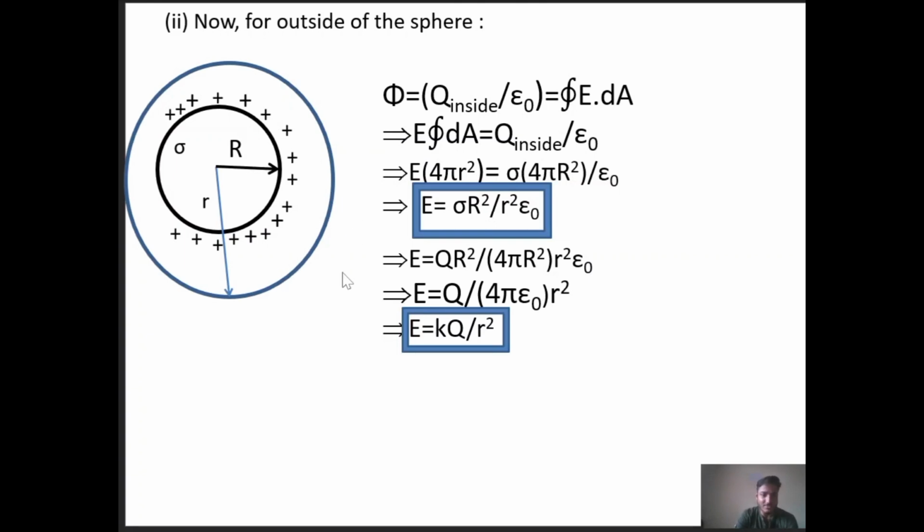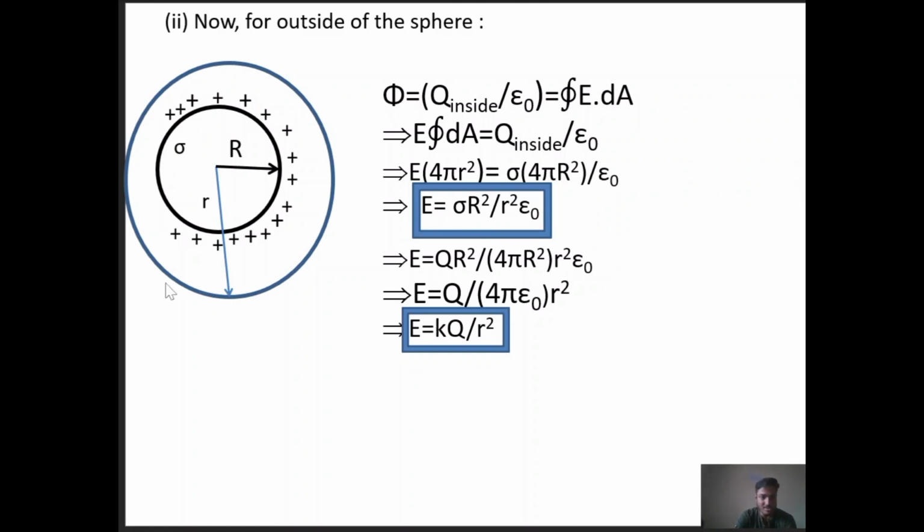Now for outside the sphere, let us consider another spherical shell out here. Here this blue circle represents the spherical shell that we are assuming. The radius of this outer sphere is small r and the sphere along which the charge is distributed has a radius of capital R. The surface area charge density of this inner sphere is sigma and the total charge is capital Q.